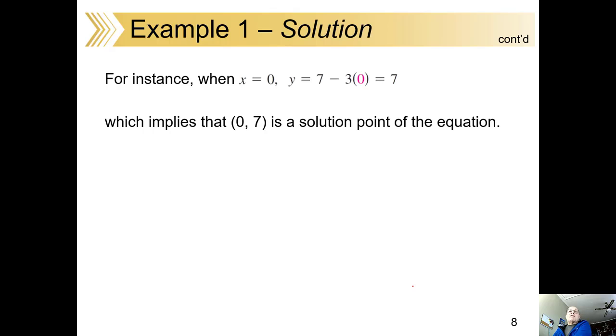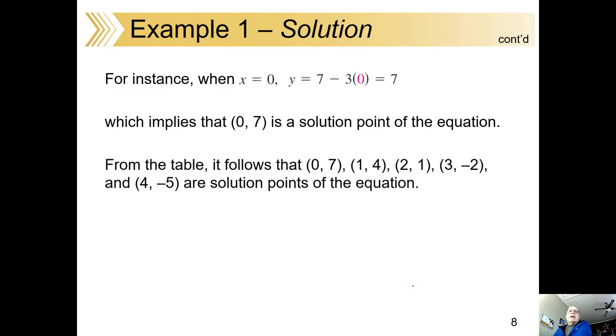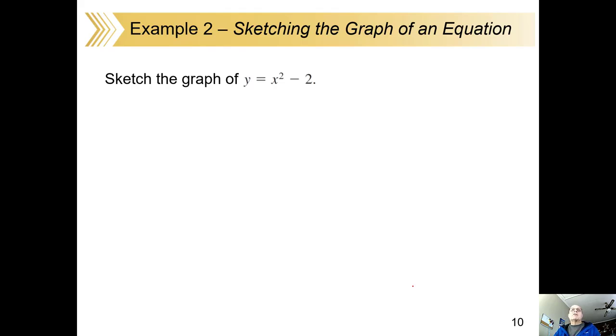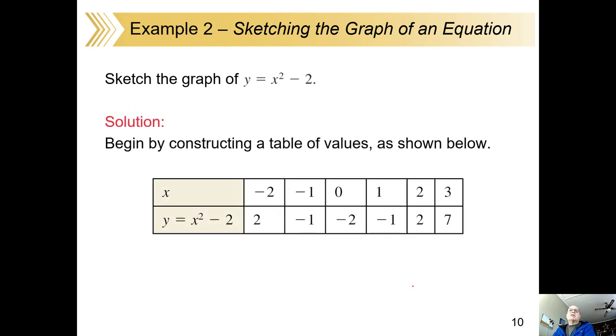So that first ordered pair says that's the solution point of the equation. And when you put the other ones in, you get 3 more points. Graph those points. And this is what it would look like. There are your points with big dots. Sketch the graph of x squared minus 2. Not so difficult. Create a table of values. Now, to be honest, I do it a little bit differently.